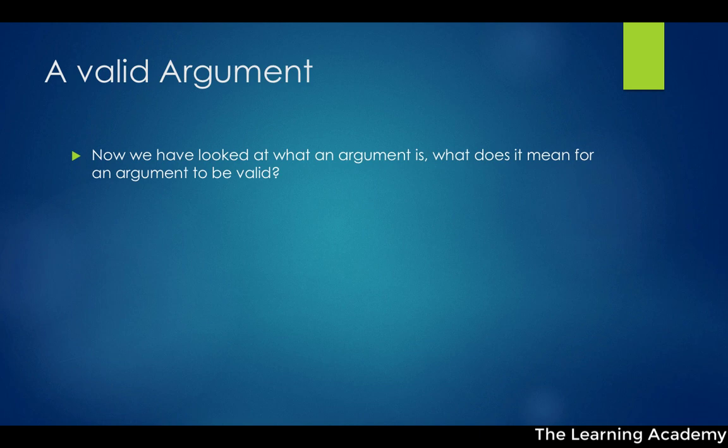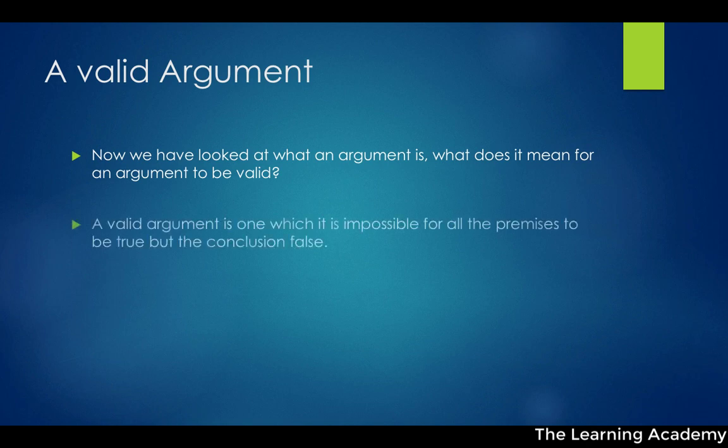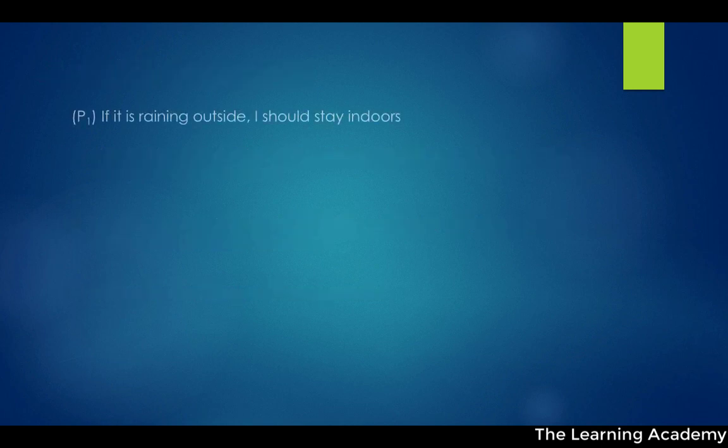In the next lesson we'll look at what it means for an argument to be sound specifically, but what does it mean for an argument to be valid? Well, a valid argument is simply one in which it is impossible for all the premises to be true, but the conclusion to be false. So let's look back at the previous argument and show you what I mean.